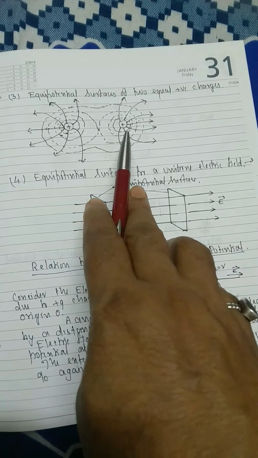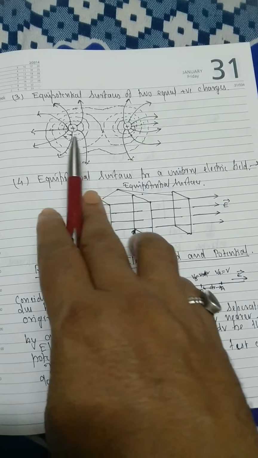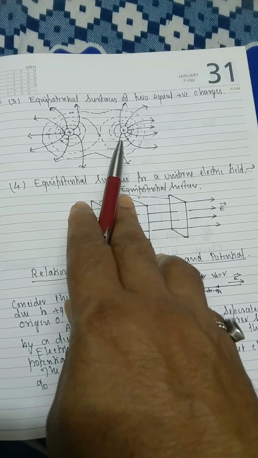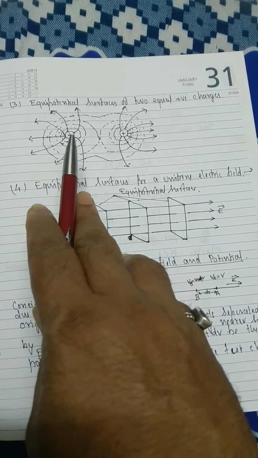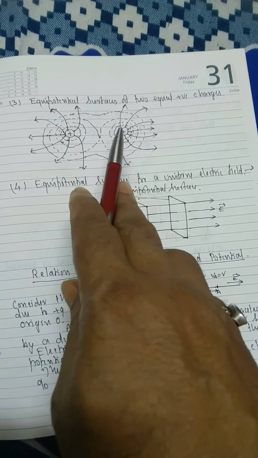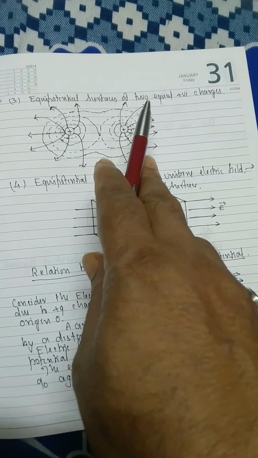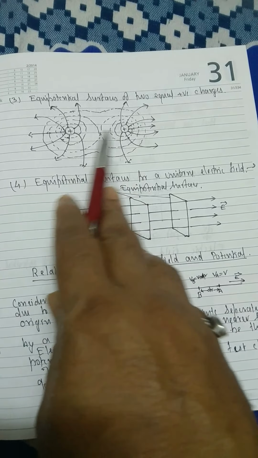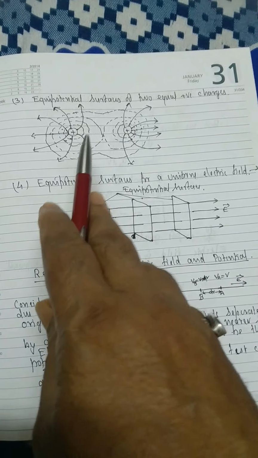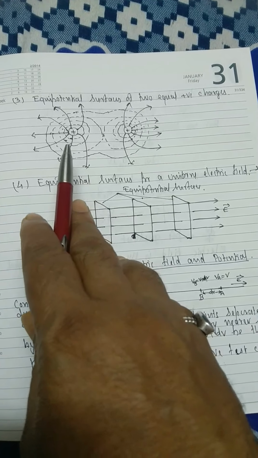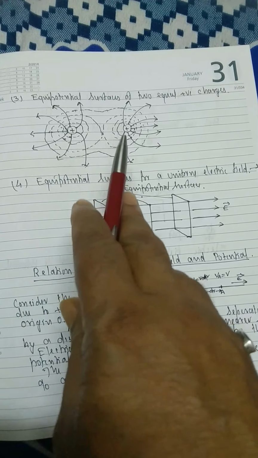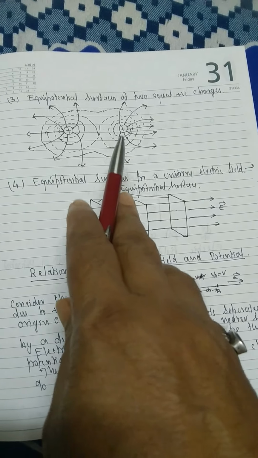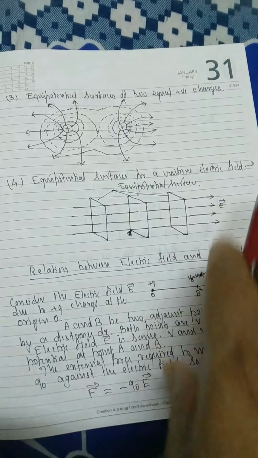Here is the equipotential surface of two equal positive charges. Here are two positive charges. Electric lines of force emerge perpendicularly from the positive charge. In this way we get forces of repulsion between them, and we get dotted circular shapes around the positive charges, and these dotted circular shapes are named equipotential surfaces.